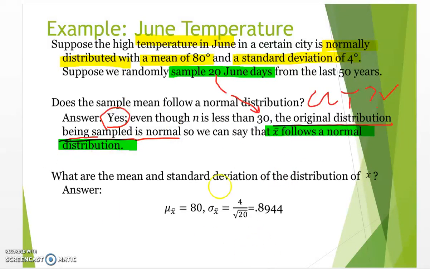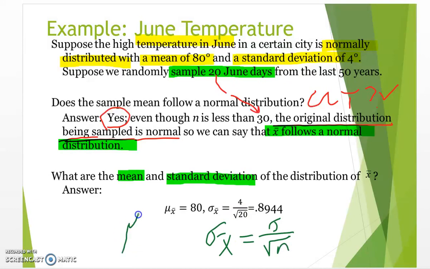Being a distribution, we would be interested in the mean and standard deviation of x bar. So again, mu of x bar would just be the population mean, 80. Sigma x bar is going to be sigma, 4, divided by root of n. So let me write the formula here in case you forget. Sigma x bar equals sigma over root of n, and mu of x bar is just the population mu, 80. So doing computation, you can get 0.8944 for the standard deviation of the sample mean, and 80 for the mean of the sample means.